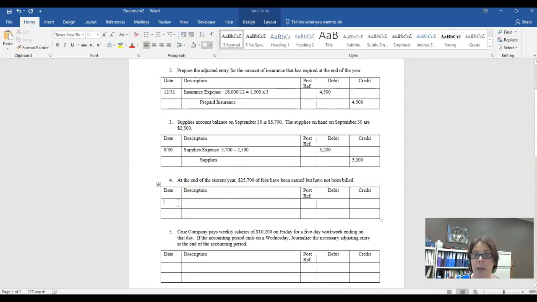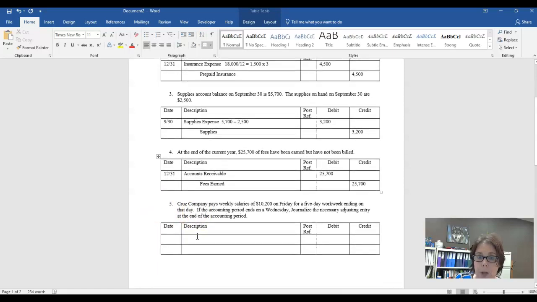Okay, at the end of the current year, $25,700 of fees have been earned but have not been billed. So the 31st comes along, we look at our accounting records and realize, okay, we need to bill our customers. Well, let's type that right. The $25,700. Because of accrual accounting, we will recognize those fees earned when they actually happened.